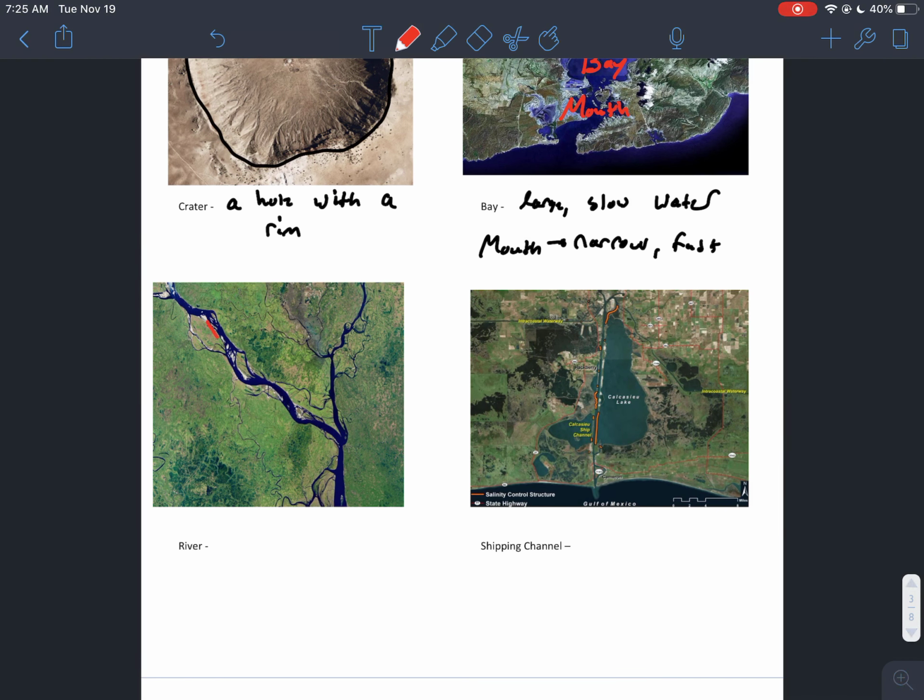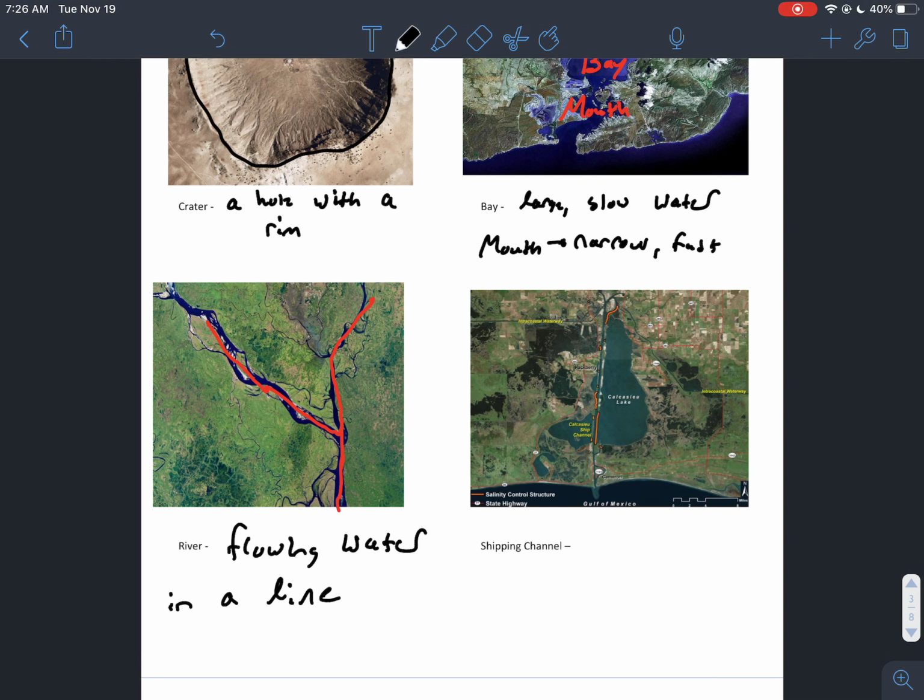Rivers, I'm barely going to spend any time on. But this is the river. You can kind of see it flowing. The word flowing is the important part. So we are going to write flowing water in a line. The important part here is the water is moving. Movement has to do with erosion, so keep that in your head. We're going to come back to that.